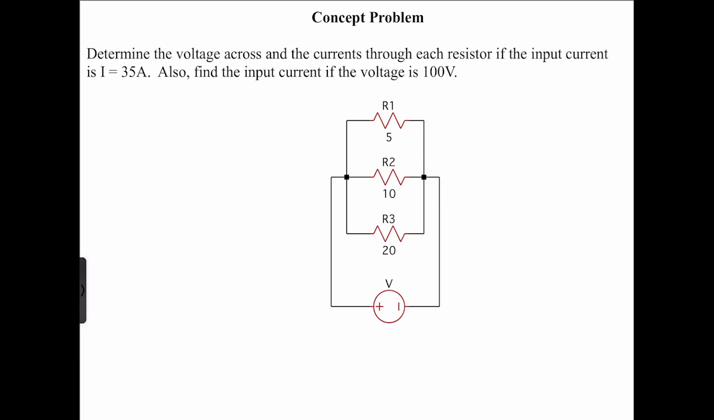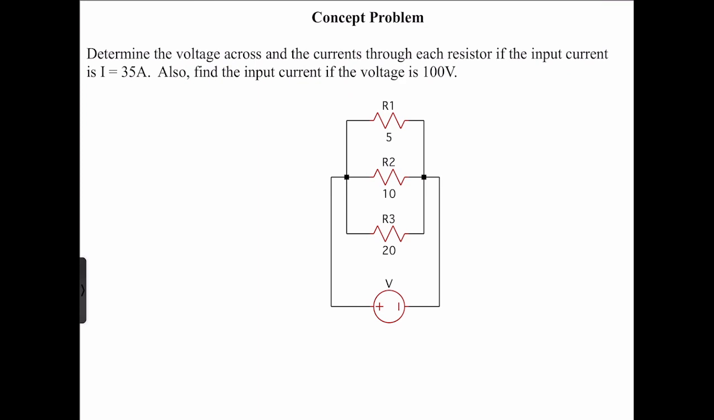Welcome back. In today's video, we'd like to determine the voltage across and the current through each resistor if the input current is 35 amps. Also find the input current if the voltage is 100 volts. So this will be another video under the electrical circuit concepts playlist, and you can find that in the top right of the video at this moment.